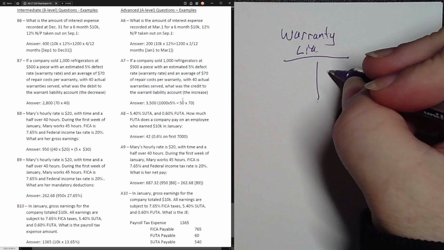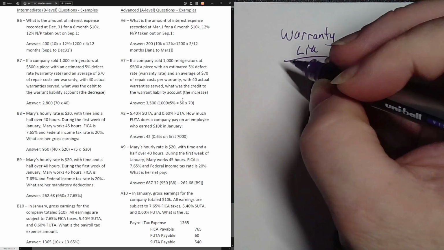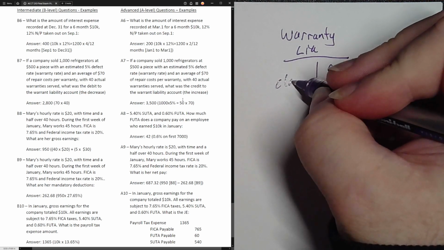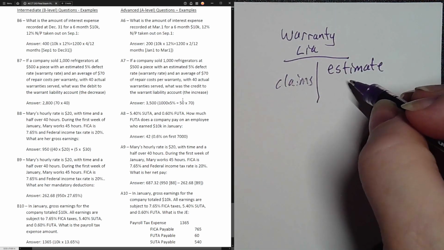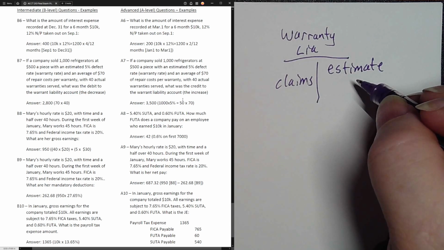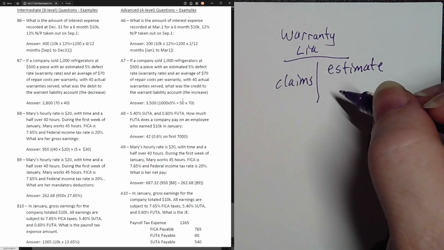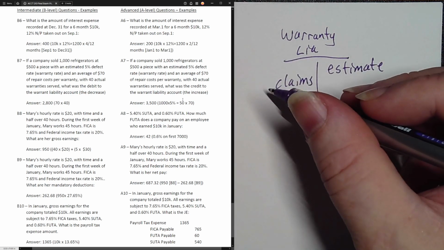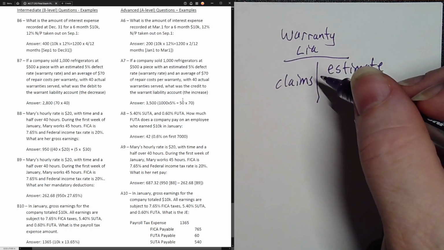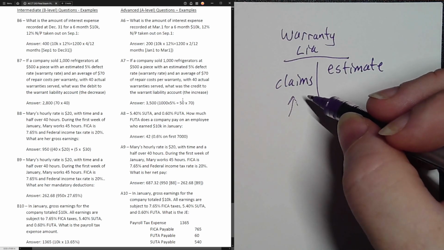The thing that increases it is the estimate. The thing that decreases it are the claims. Remember, we create an estimate because we want to record an expense in the same period that the sales with the warranty happen, and then we leave that liability out there so that it can absorb the claims as they come in. So B7 is asking about what decreases it, which is the claims.